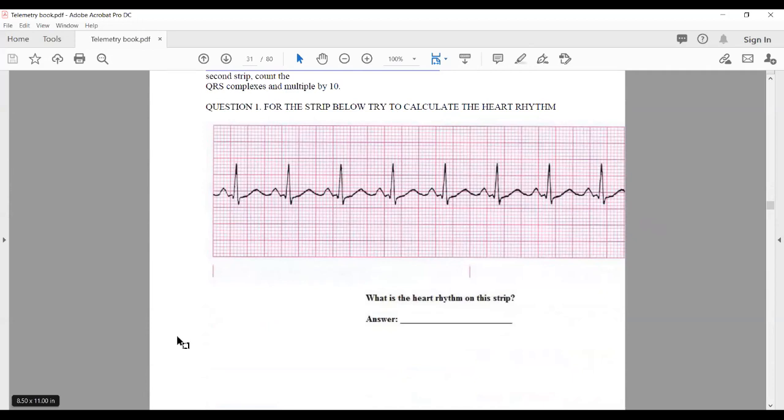So to help you out, none of these R peaks fall on a solid line, okay? So you're pretty much going to have to count the small boxes, unless you can do the larger boxes and then put the halves together on either side. So answer in the chat box once you come up with the heart rate.